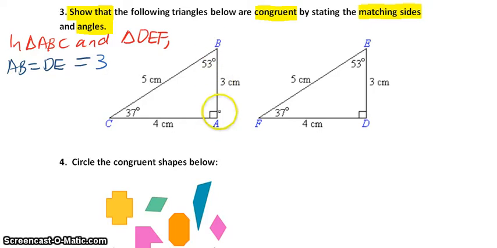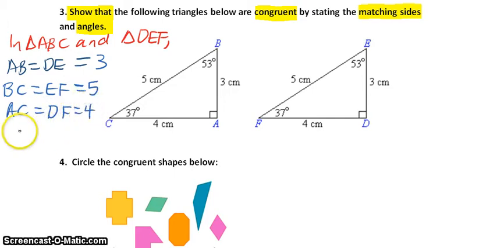Okay, because I know that this side here is equal to this side here, I can also say that BC is equal to EF, which is equal to 5. Okay, and I can also say that AC is equal to DF, which is equal to 4.